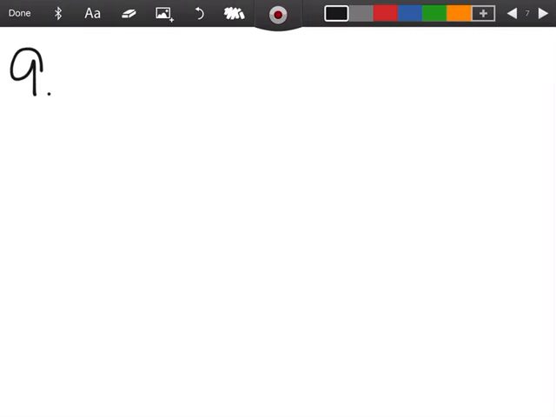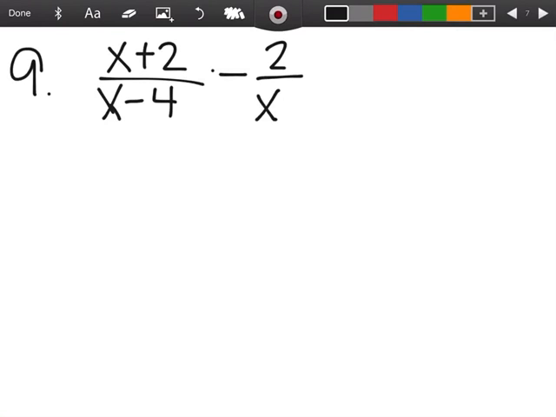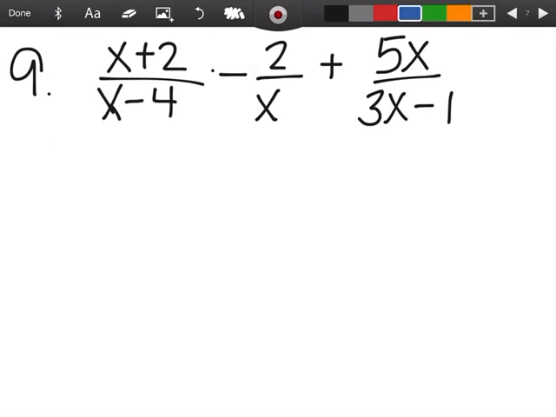Okay, so then number 9 says x plus 2 over x minus 4 minus 2 over x plus 5x over 3x minus 1. So here's how I would recommend doing this problem. If you've got 3 separate fractions, I would start with the first 2. Or I guess you can pick the 2 that look easiest. But I would start with the first 2. I'd get common denominators, and then I'd incorporate the third one.